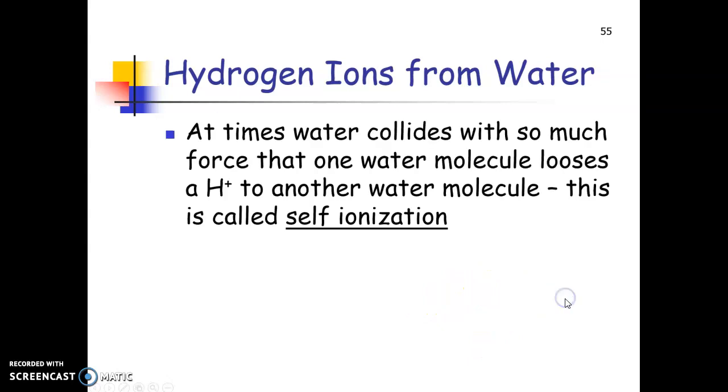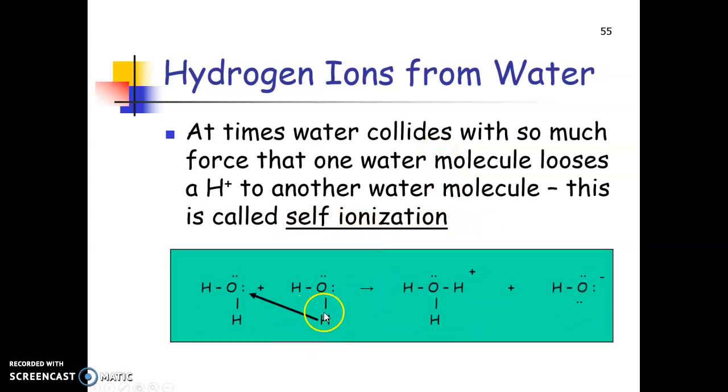Alright, so let's talk about how you get hydrogen ions and hydroxide ions from water. So water can self-ionize or auto-ionize, and basically what happens is occasionally, very rarely, about one out of every 10 million water molecules, this would happen to in pure water. So the hydrogen from one water molecule gets transferred to another, and that makes a hydronium ion and a hydroxide ion.